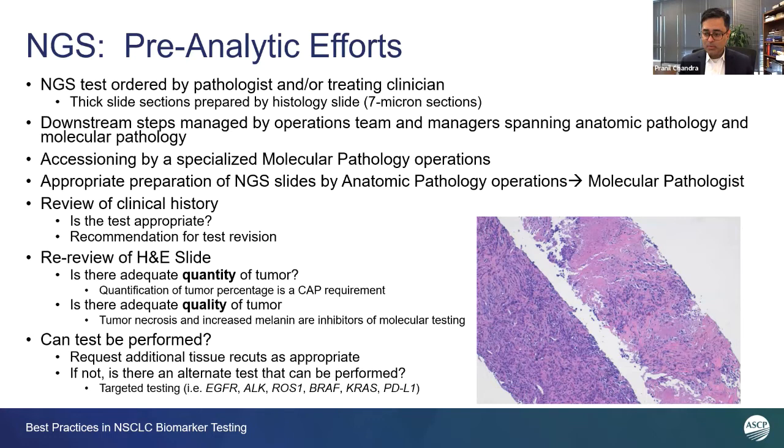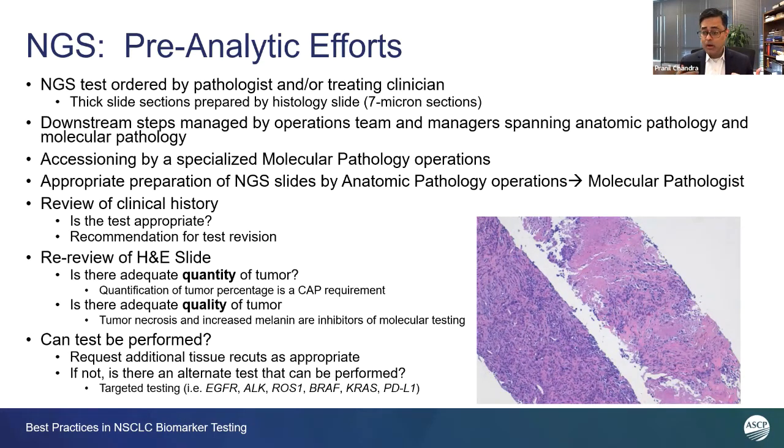Is the test appropriate? Are we performing the right test for the right patient at the right time? If not, then we may make a recommendation for a test revision, and that will go back to both the molecular pathology accessioning team and sometimes the AP managers as well. We will re-review the H&E slide and make sure that you have adequate quantity as well as quality of tumor. There's a certain tumor percentage requirement that you need to adhere to in order to go downstream in your next generation sequencing protocols.